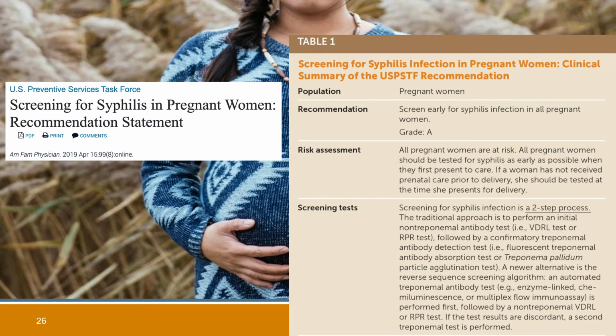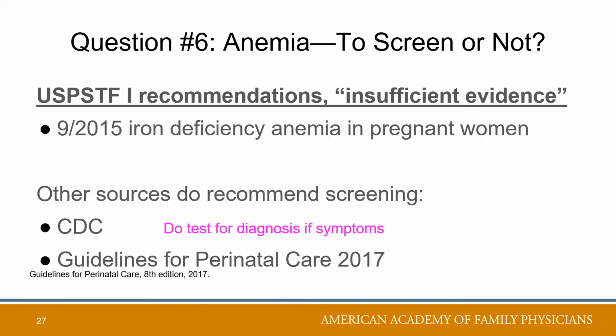Please refer to the USPSTF screening guidelines as it relates to syphilis in pregnant women, noting that there is a 2-step process in the case where a patient does have an initial positive screen. Whether or not to screen for anemia in pregnancy is an interesting topic. The USPSTF grade I recommendation is that there's insufficient evidence to screen. However, other sources do recommend screening, including the CDC and guidelines for perinatal care.